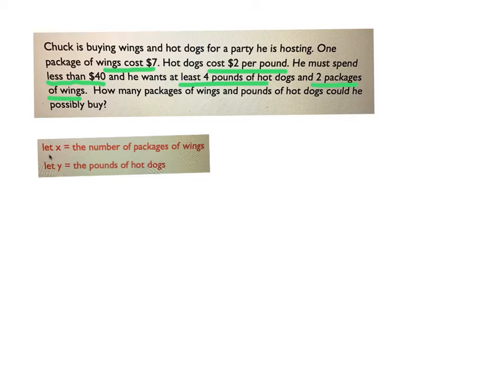All right, so I'm going to start with writing an inequality that deals with the money. He wants to spend less than $40. Okay, and I know how much wings cost. I know how much hot dogs cost. So I'm going to start by writing, it costs $7 per package of wings. Well, I called that X. So $7 per however many packages of wings he buys. So that would be 7X.